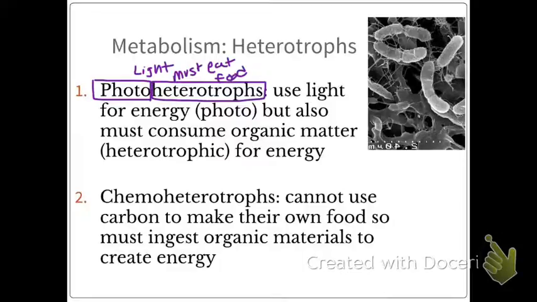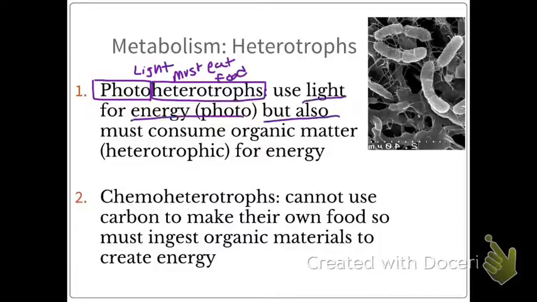So for example, plants are not photoheterotrophs, right? Because they make their own energy. So plants are photoautotrophs. A photoheterotroph is going to use light for energy, but also must consume organic matter. So anything that's eating something is a heterotroph.